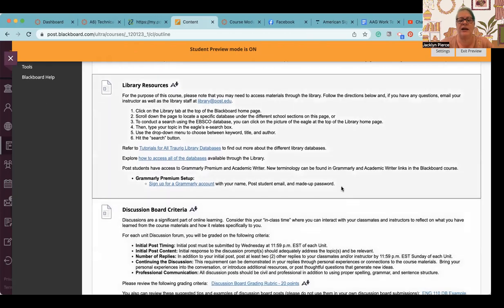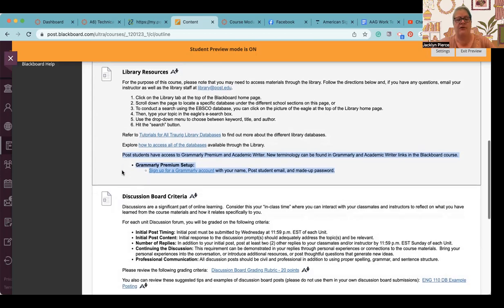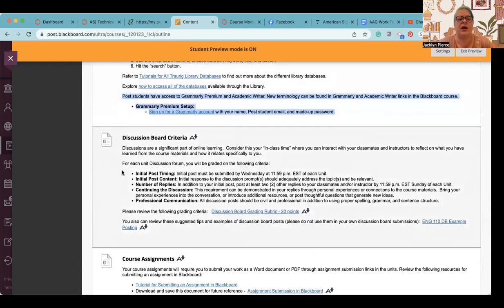The other thing I want to highlight here is the Grammarly Premium setup. You are able to get a free Grammarly Premium account with your post-student information, and it is really a helpful tool. If we're typing things in Word or a word processing program, there's always a spell and grammar check, but Grammarly will also help you catch things when you're writing emails, when you're writing on a discussion board. It's really a wonderful tool. So please do sign up for that this week and get going with it.